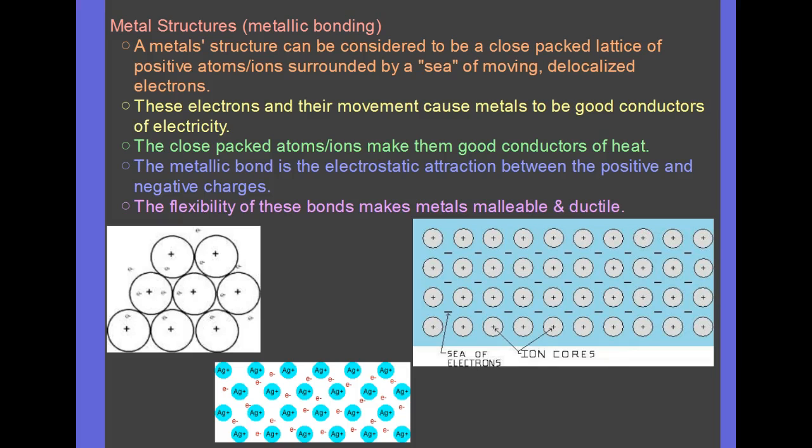Metal structures, metallic bonding. A metal structure can be considered to be a close-packed lattice of positive atoms or ions surrounded by a sea of moving delocalized electrons. These electrons and their movement cause metals to be good conductors of electricity. The close-packed atoms or ions make them good conductors of heat. The metallic bond is the electrostatic attraction between the positive and negative charges. The flexibility of these bonds makes metals malleable and ductile.